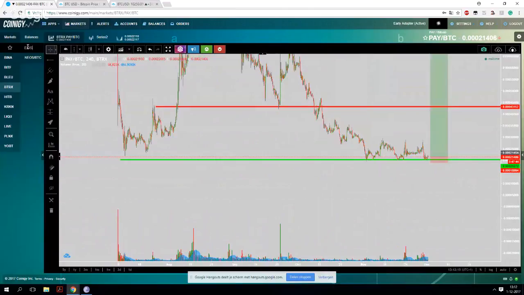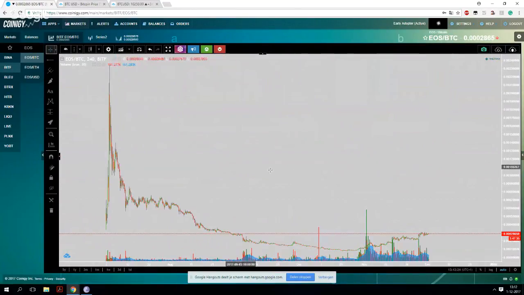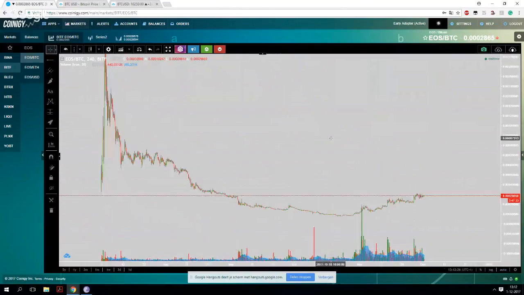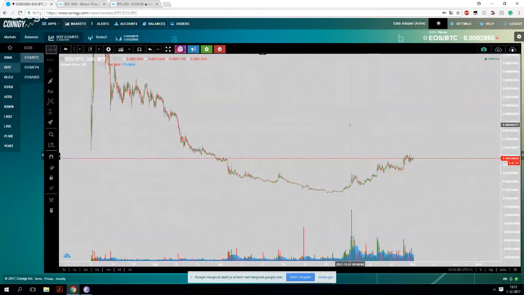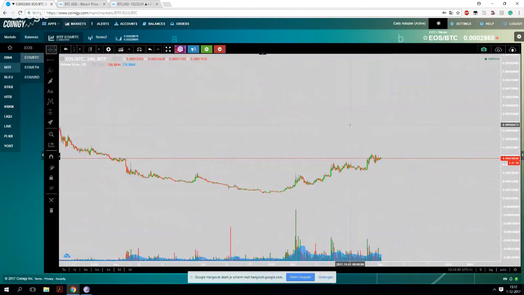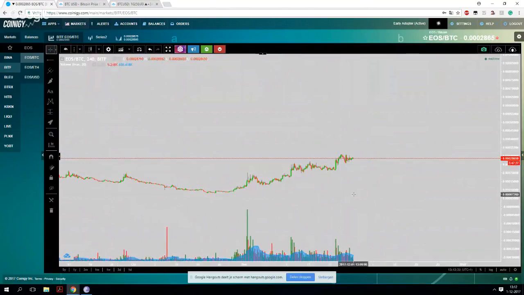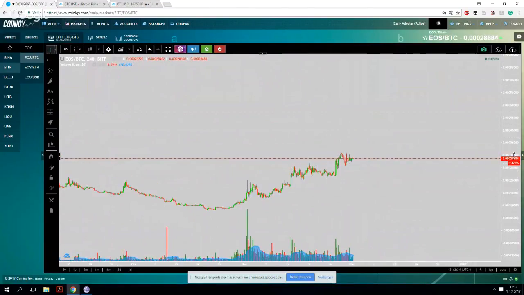Now, something I know everyone is in bake right now, and also something I'm pretty mad about, because I called EOS like 20 times, if not more. I said it was my largest position and people don't buy. But then the price shot up and they were too late and they bought.